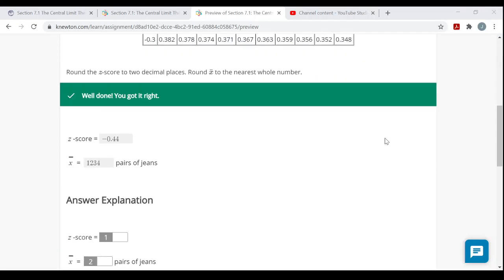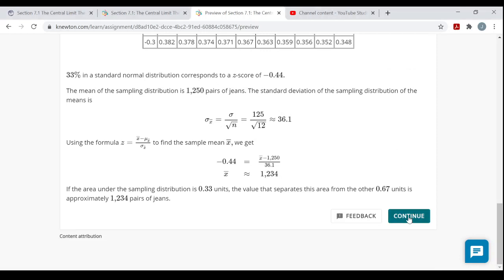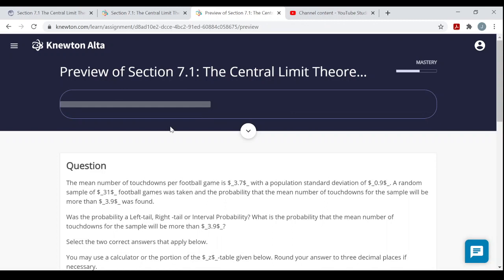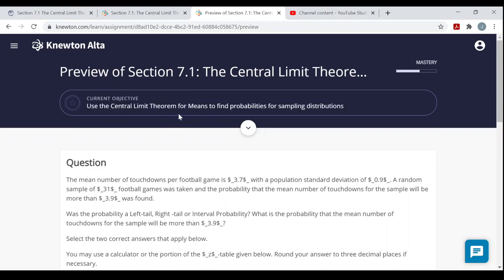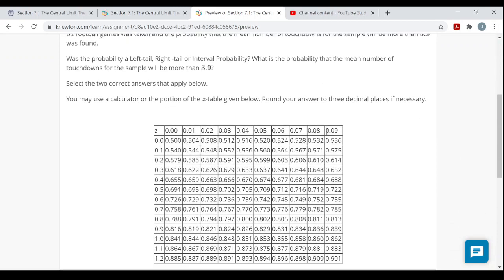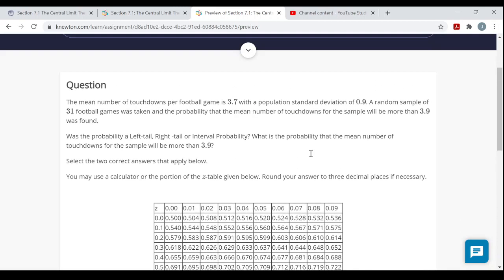Alright. So you got that inverse norm. And this is the same thing. No, it's not. Objective's changing. Alright, this is finding probabilities. So this is using a table. So I'll do one of these because all these problems are just finding area under the curve.